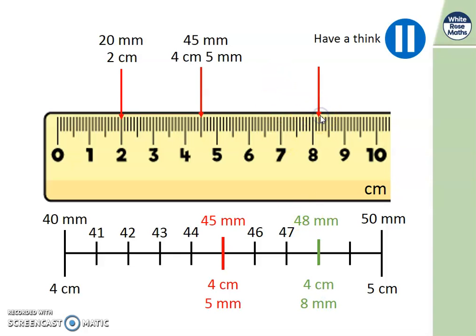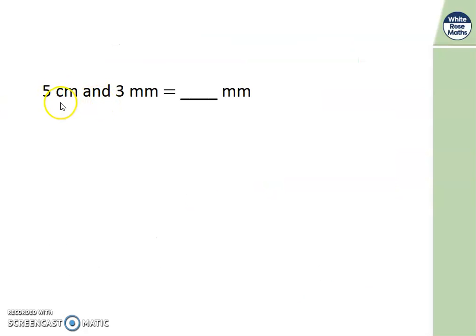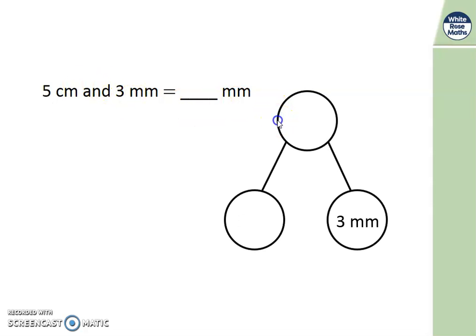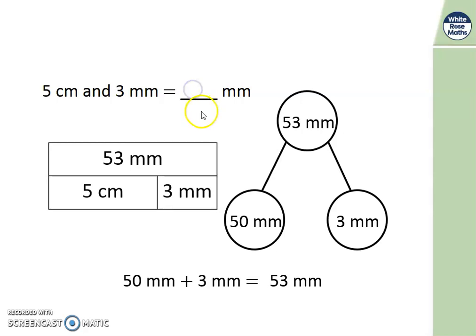We can see it on here. We've got a marker. Can you pause the video and work out where we are? Let's see how you did. It's gone past 8 centimetres to 8 centimetres and 2 millimetres. Well, that's 82 millimetres. Let's see if we can do it the other way. We've got 5 centimetres and 3 millimetres. We know 5 centimetres is 50 millimetres, and 3 more makes 53. So it's 53 millimetres.